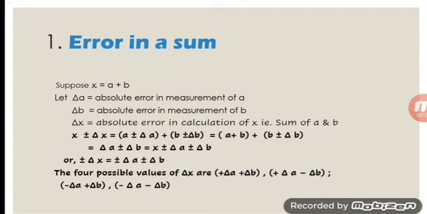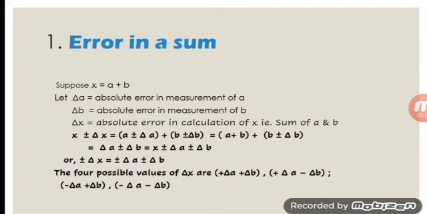From this we can get x plus minus delta x equal to a plus minus delta a plus b plus minus delta b. On rearranging these quantities, we get a plus b plus minus delta a plus minus delta b. As x is equal to a plus b, we can write x in the place of a plus b. Therefore it will be x plus minus delta a plus minus delta b. On rearranging, we can write plus minus delta x is equal to plus minus delta a plus minus delta b.